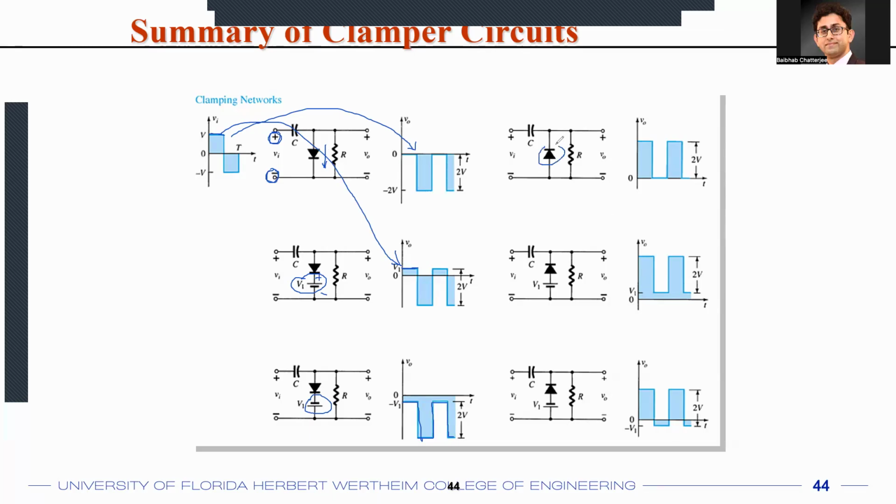You can flip the polarity of the diode as well. And in that case, you just start seeing the input voltage being clamped in the other direction. So now the input voltage is being clamped up. So your output looks like this.